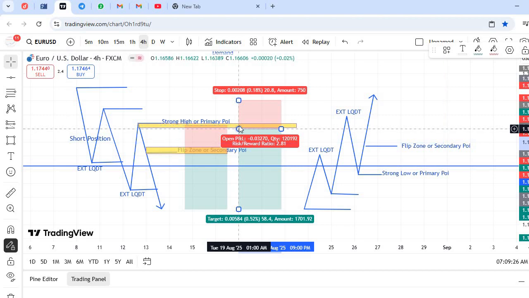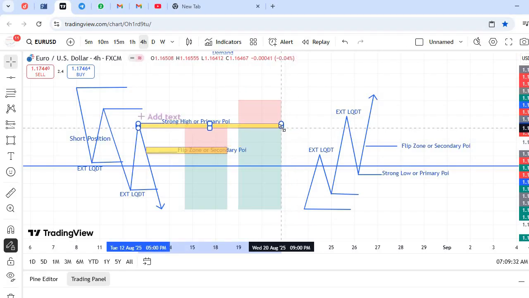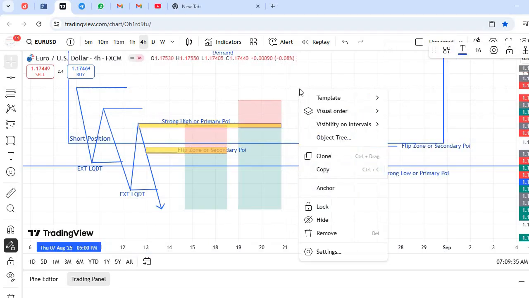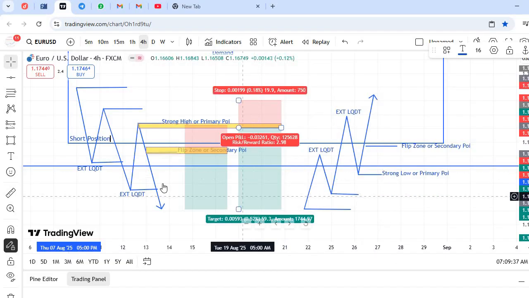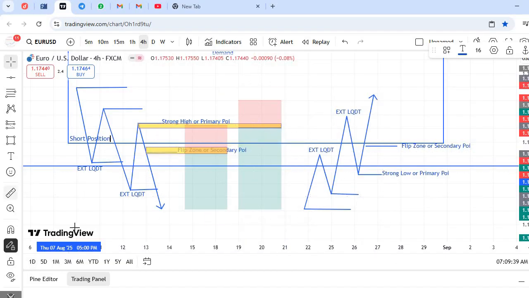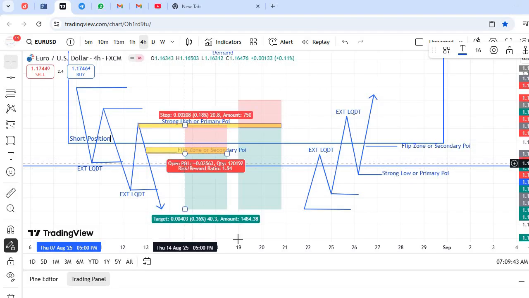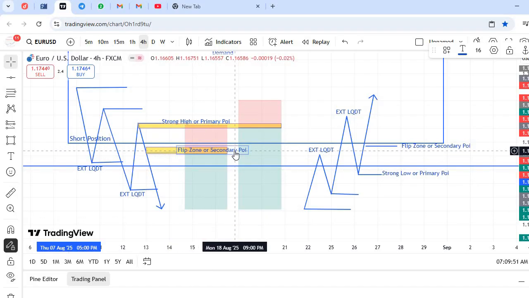Now, the reason why I'm having this is that most times I usually have two points of interest or two zones. This is the first one and this is the second one. The first one is on the flip zone, or the secondary POI. The second one is on the strong high, or primary POI.